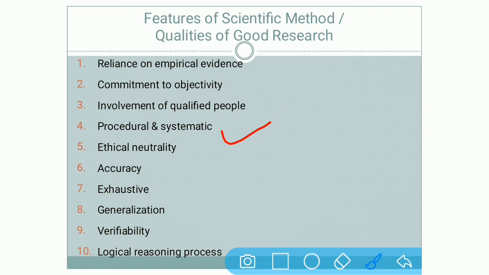You have to appoint certain persons on your behalf to collect the data as well as to analyze the data. You have to use certain statistical tools, and then finally you can reach the conclusion. So you can say that the scientific method is a step-by-step method. That's why it is a procedural and systematic method. Directly it is not reaching any conclusion. So today we are concluding with the 4 qualities of good research or of the scientific method.